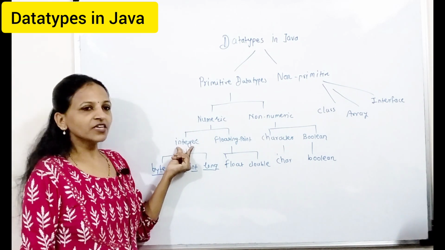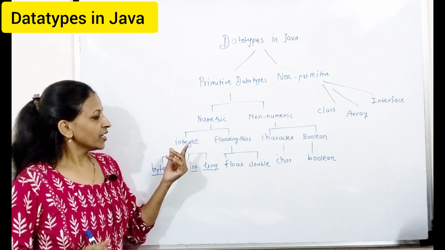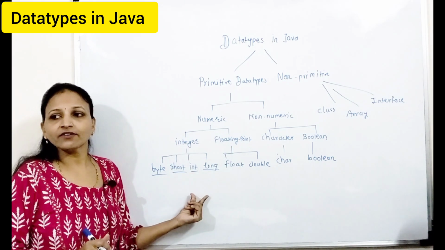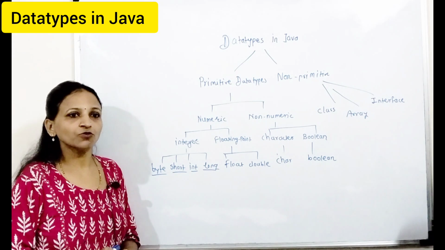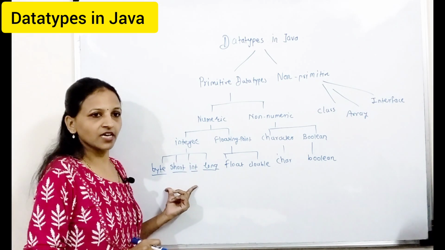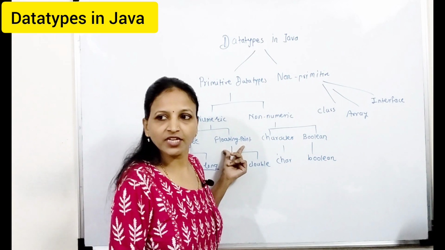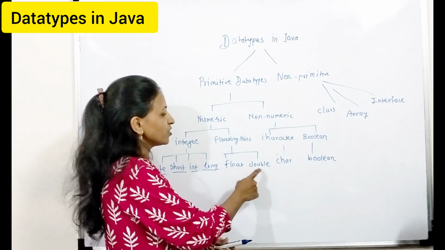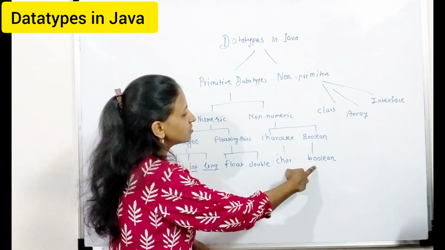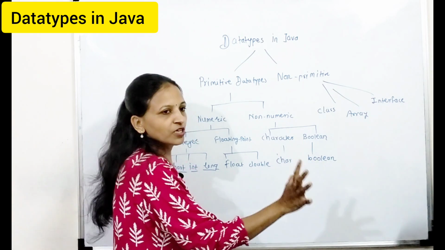Numeric means having some numerical value. Integer and floating point, whatever whole numbers, those we have to represent using the data types that come under this integer category. The numbers having a decimal point in them, those we have to declare using these keywords. And for character and boolean, we will use the char and boolean keywords.